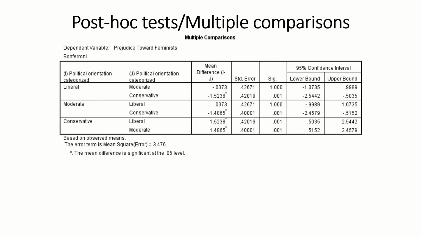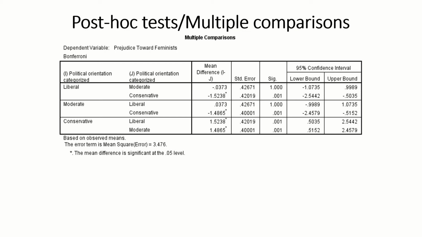And in this video, we are going to look at the post-hoc tests or multiple comparisons, evaluating the differences between liberals, moderates, and conservatives. In the last video, we went through and completed the first two paragraphs of the write-up. And now we're moving on to the post-hoc tests to see exactly how liberals, moderates, and conservatives differed in their levels of anti-feminist prejudice.